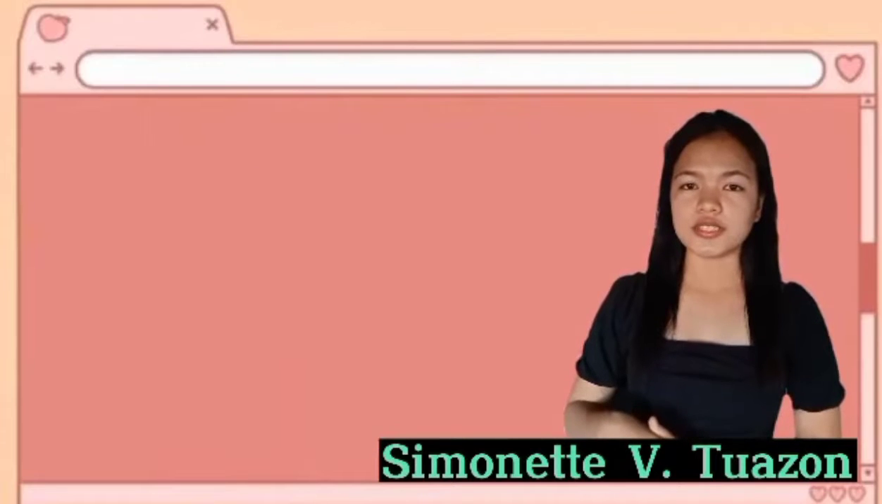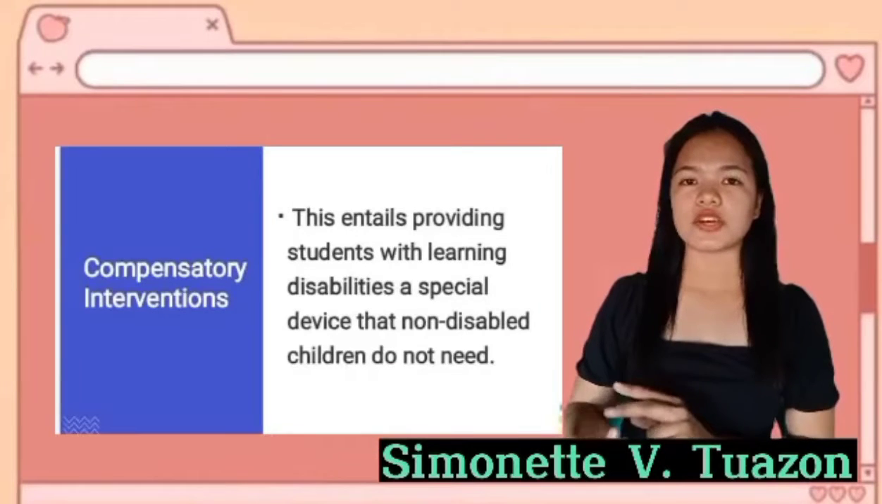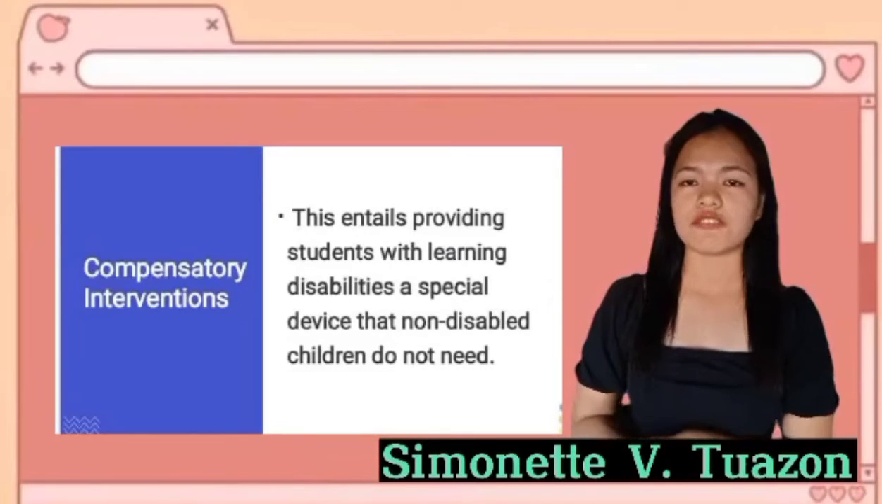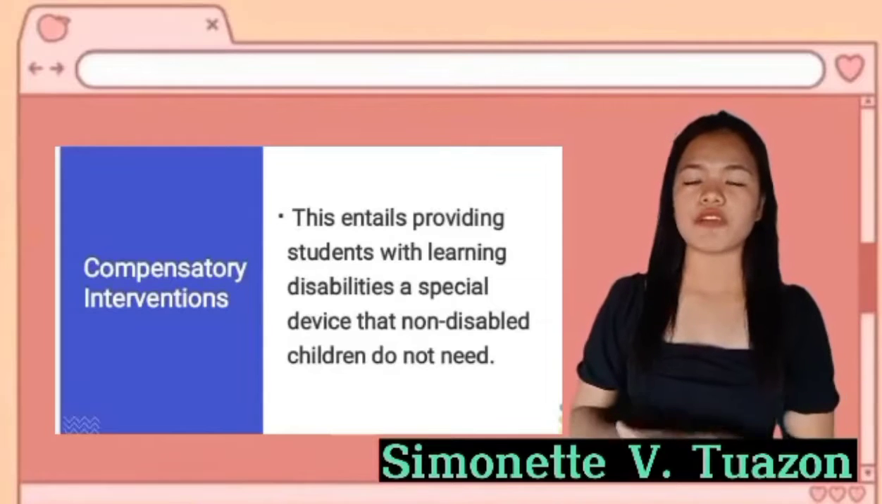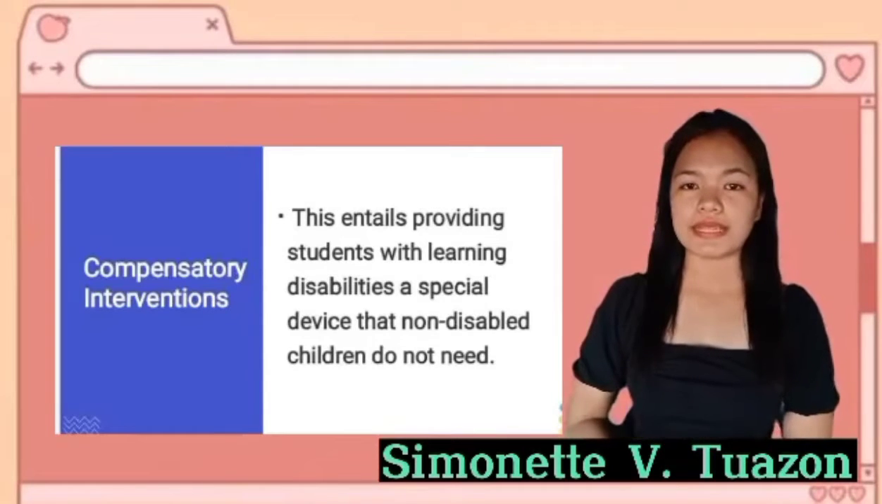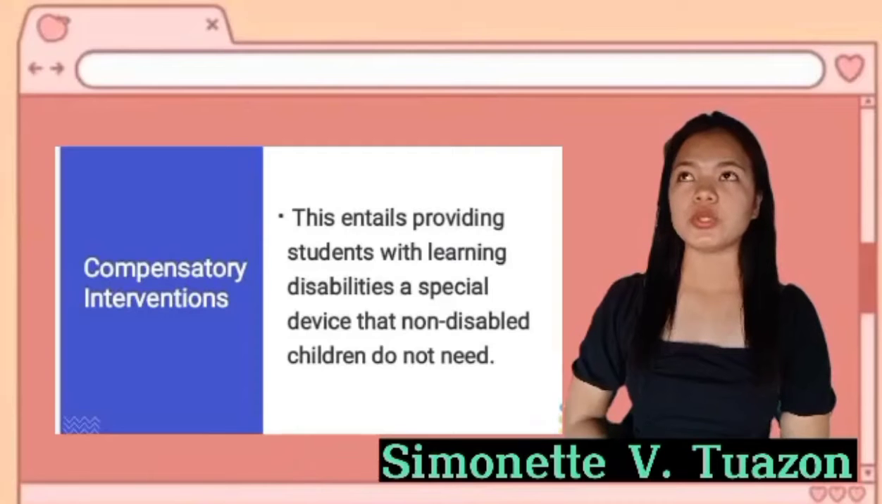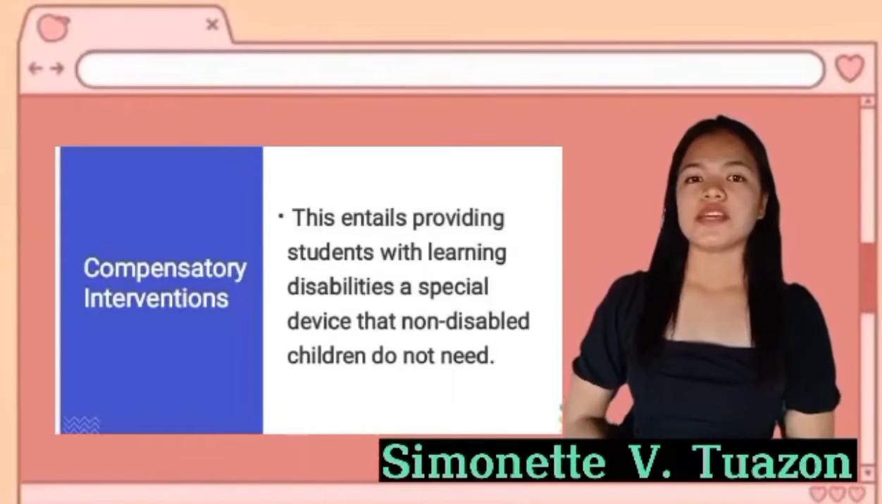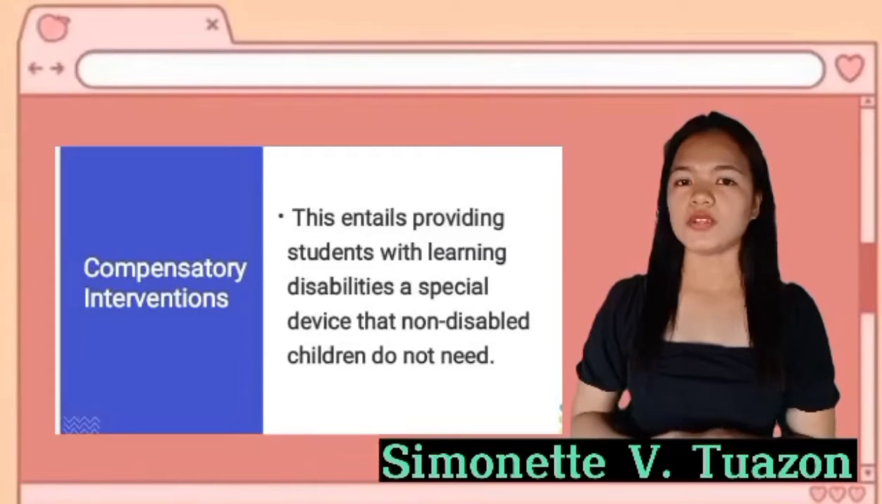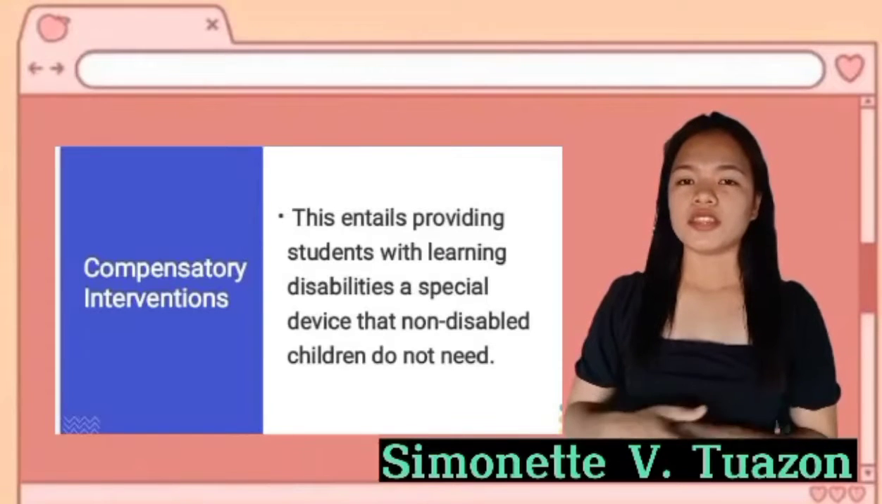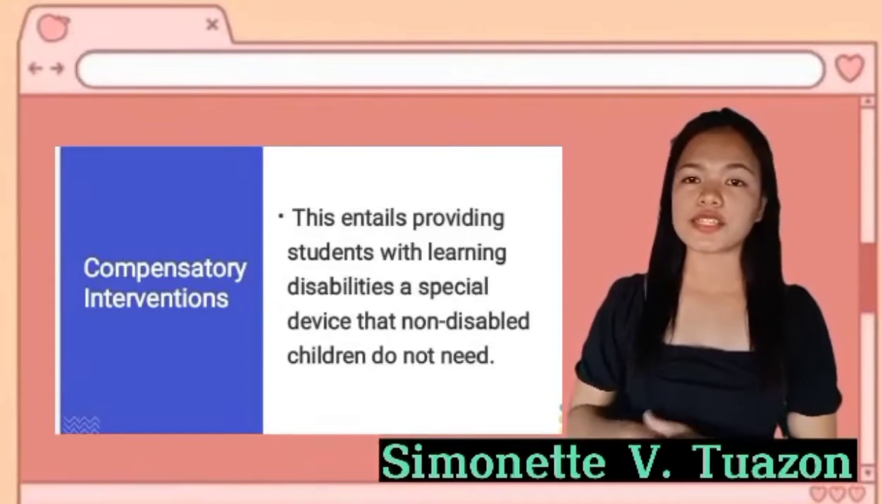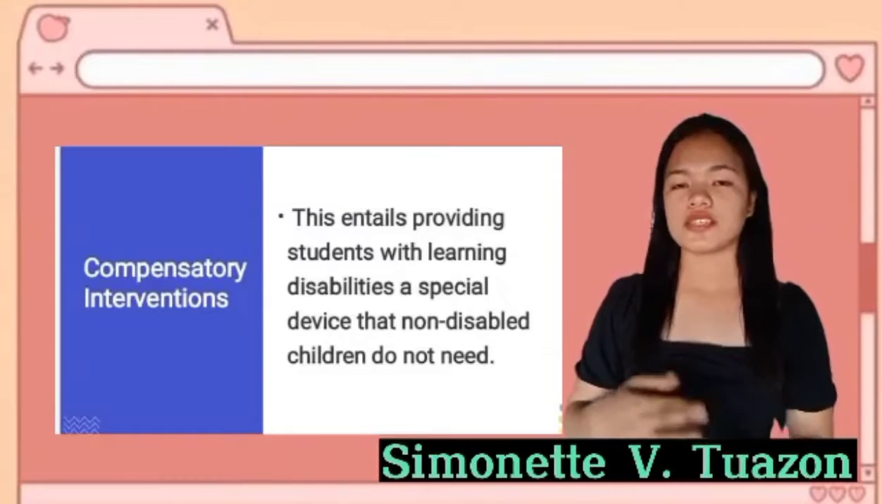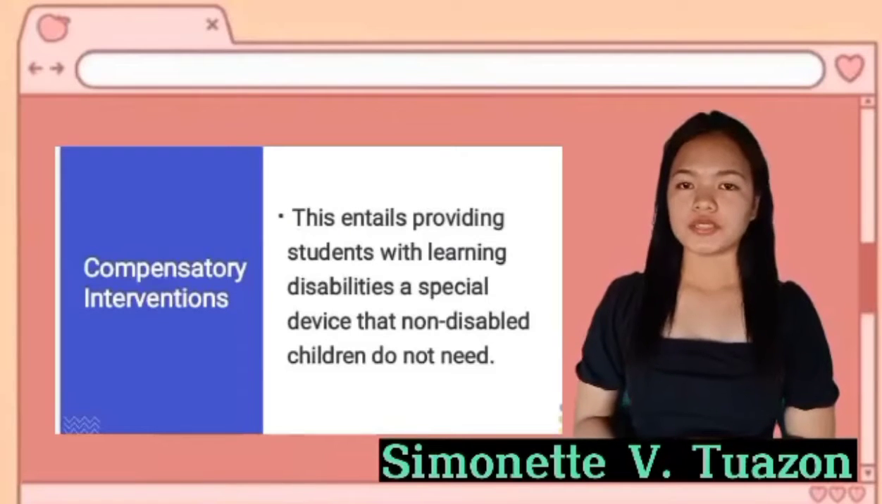So, third, the compensatory intervention. This entails providing students with learning disability a special device that non-disabled children do not need. So, for instance, giving a child with autism phonetic spelling software designed to automatically convert the student's typing into the word they intended to write.